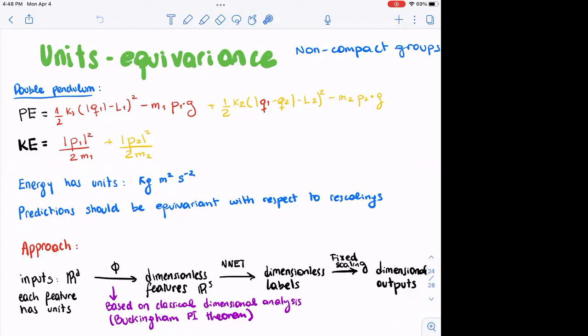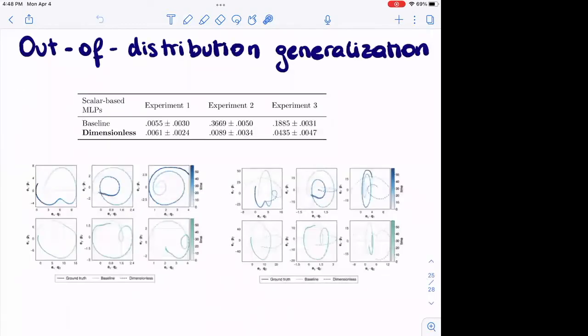For instance, M1 has units of kilograms, M2 has units of kilograms, so M1 divided by M2 is dimensionless. So you can construct a basis of dimensionless features, and then you can learn a function in the space of dimensionless objects, and then in the end, you just do the right scaling and you output the energy that you wanted. Does that make sense?